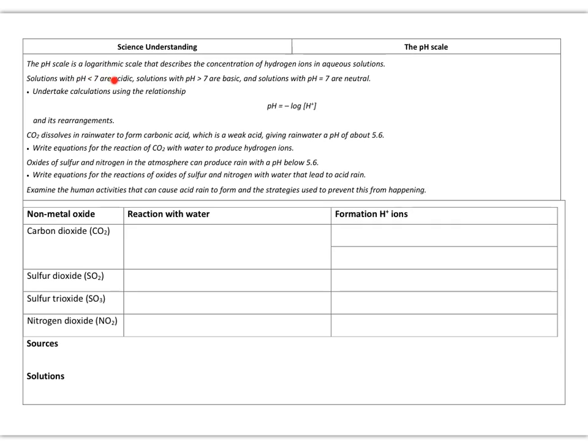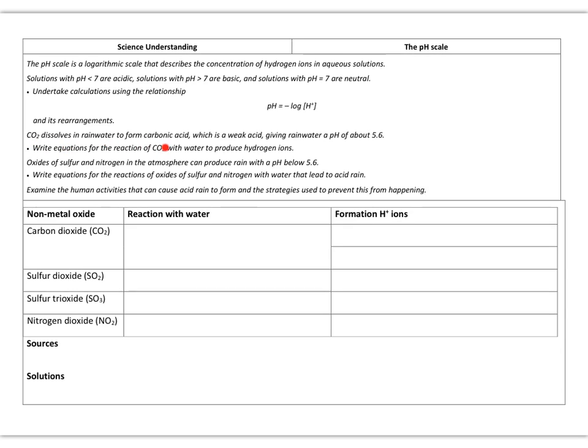So the pH scale is a logarithmic scale that describes the concentration of hydrogen ions in aqueous solutions. Solutions with pH less than 7 are acidic, with pH greater than 7 are basic, and solutions with pH equal to 7 are neutral. And it talks about how we can calculate pH, and we're going to do that in the next slide. Firstly, we will talk about some of this stuff at the bottom.